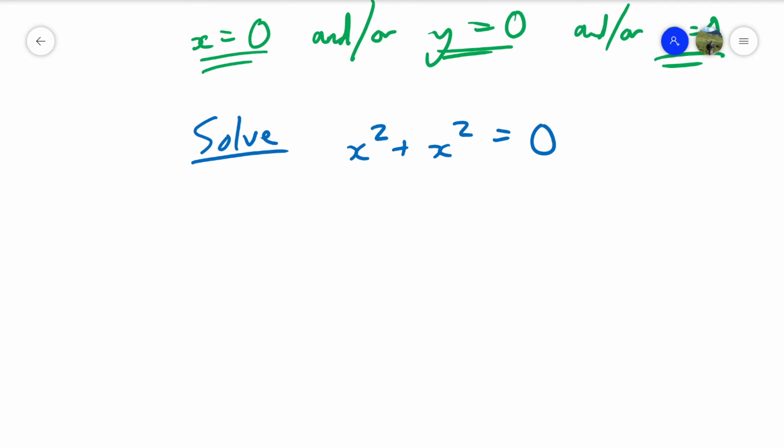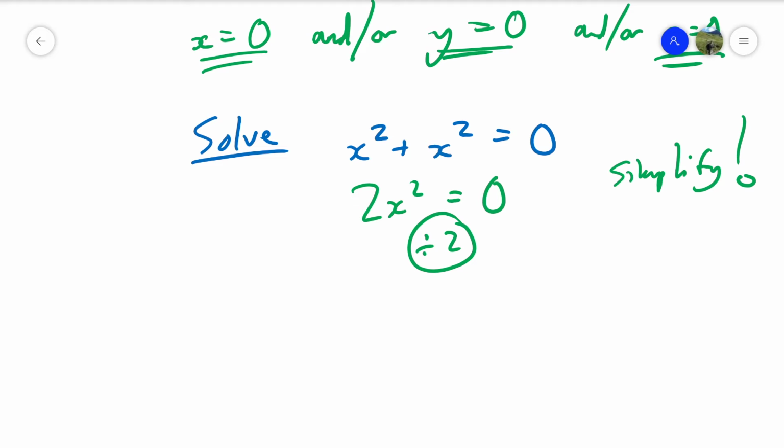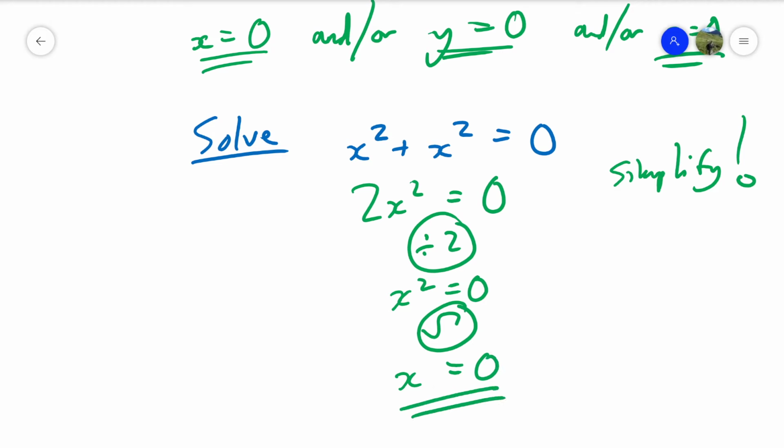I can simplify. That's 2x squared. I'm going to divide both sides by 2 just to get rid of that 2, so that's x squared equals 0. Oh, well I could square root both sides and that means that x equals 0. Ta-da! There you go. That's a way of doing that one.